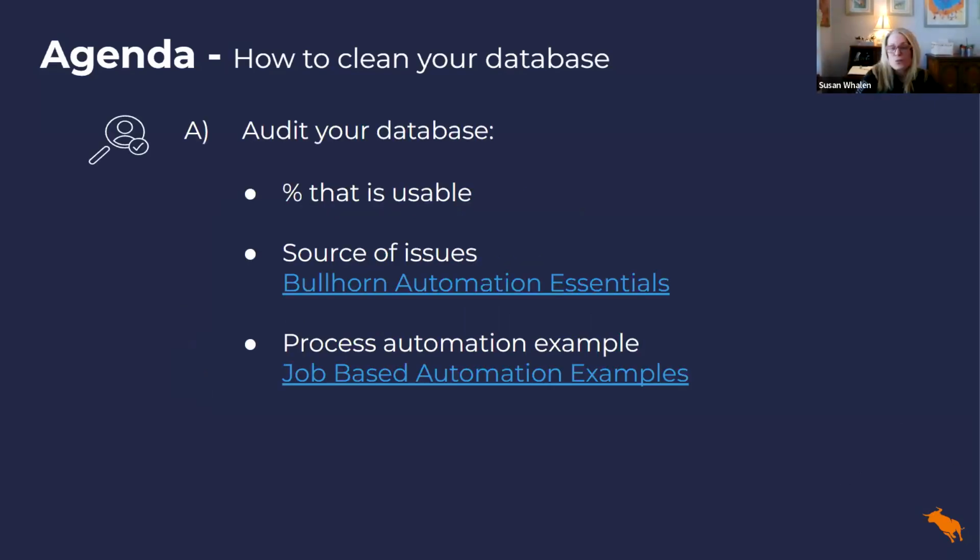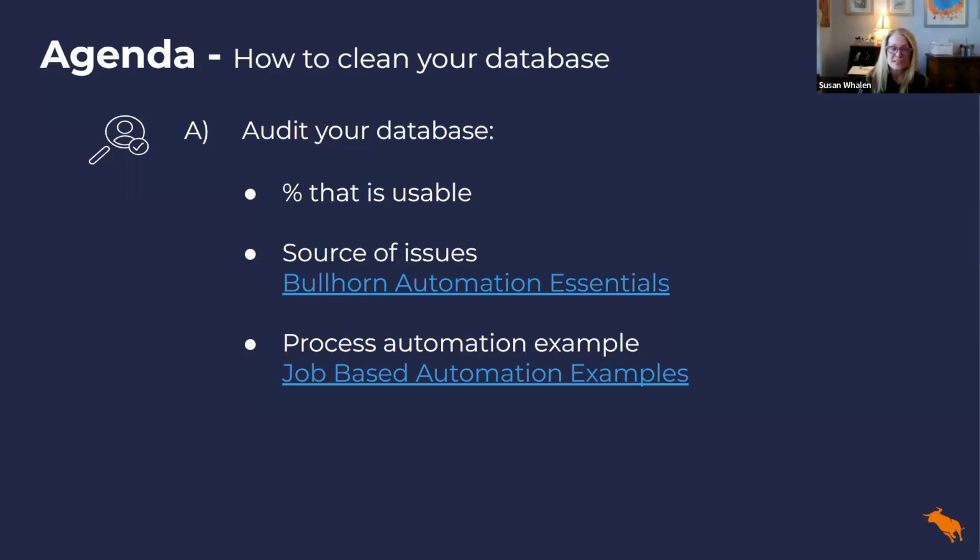Okay, so we're going to start out by evaluating the state of your ATS system. Going to talk about whether your data is usable. Let's examine how we can determine: do you have missing or invalid contact information, email, phone numbers, things like that.